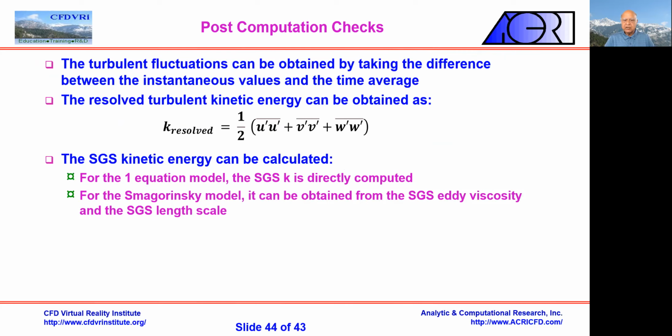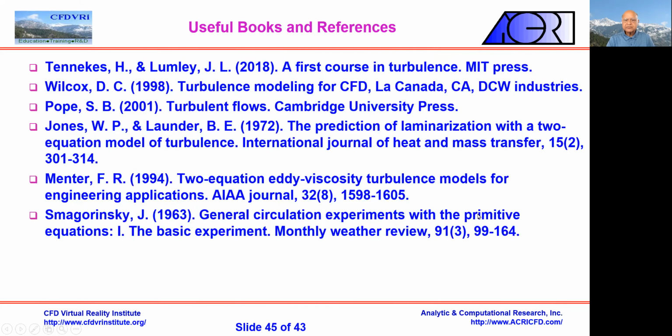Okay. The resolved turbulence kinetic energy can be obtained as K resolved is half times the energy of the fluctuating quantities, right? So that means the subgrid scale energy can be calculated from a one equation model, and the subgrid scale K can be directly computed. Okay, so we have resolved this. We haven't resolved the subgrid scale K, so that can be estimated from a one equation model. So it can be obtained from the eddy viscosity also.